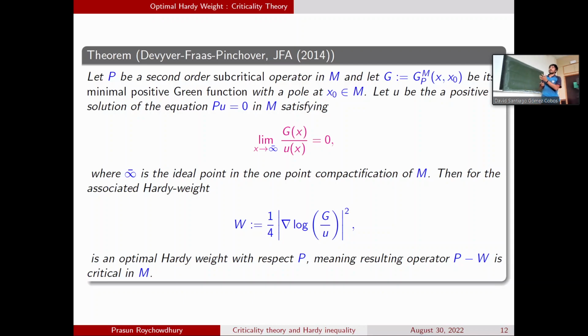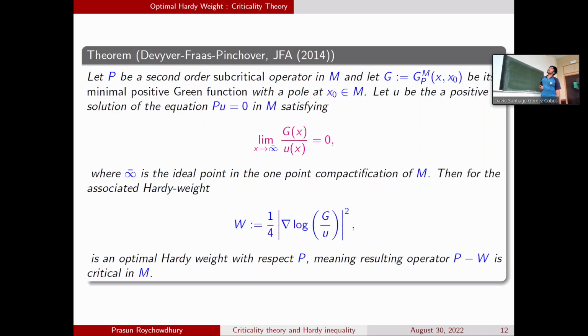So what is the meaning of that optimal Hardy weight? In this expression, P minus W is critical. Of course, critical means the non-negativity condition is always there. So we will immediately get the inequality, but the story ends here, in a sense. Further improvement is not possible. Further improvement means that kind of improvement, integral V U square, finding more V, that is not possible.